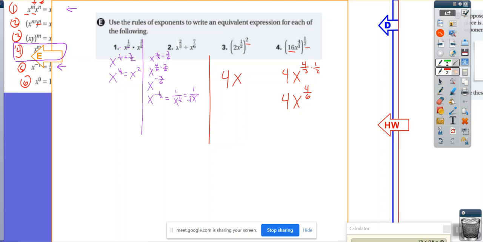Now, we know that we can't keep a fraction as 4/6. So we are going to have to reduce that to 2/3. And since we don't know what x is, we can't do anything more than that, and we are done.